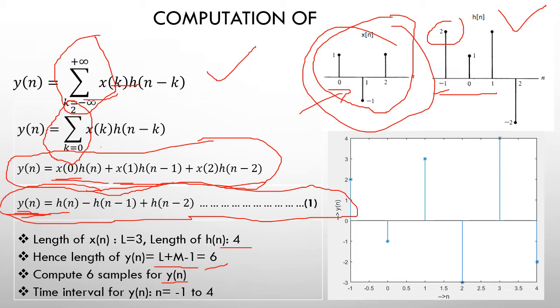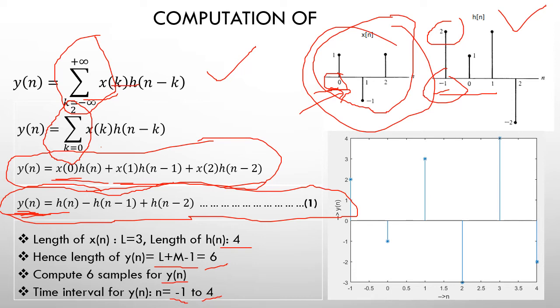For that we look at the lower limit for n for both x of n and h of n. The lower limit is 0 for x of n, and minus 1 for h of n. We just add them: 0 plus minus 1 is minus 1. Hence y of n starts at n equal to minus 1, and then you have 6 samples, so it goes up to 4. So we need to compute 6 samples by substituting n values from minus 1 to 4 in this equation.